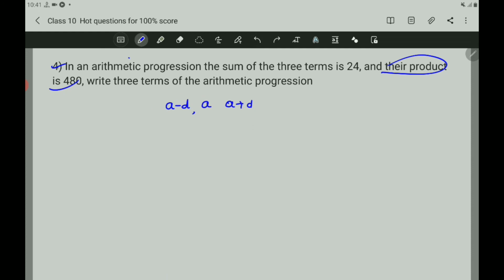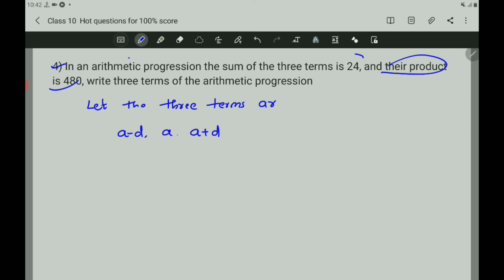So let us take the three terms are A minus D, A, A plus D. This is the first term, A1. This is the second term. This is the third term. So you have taken the middle term as A.